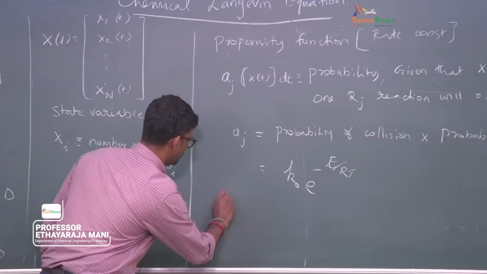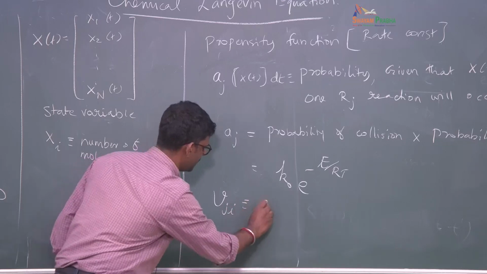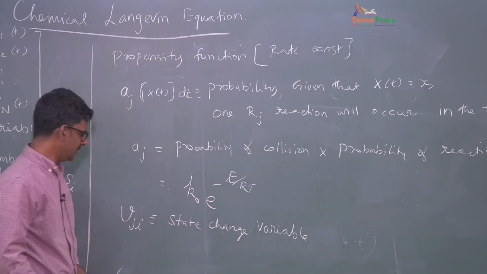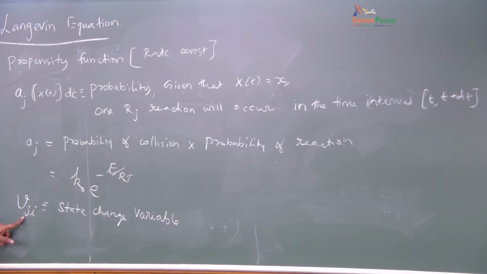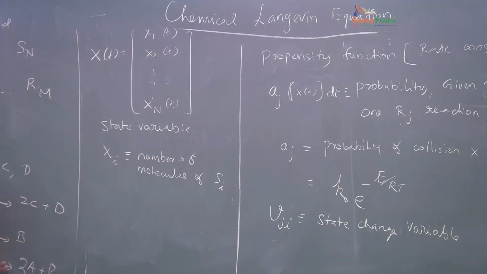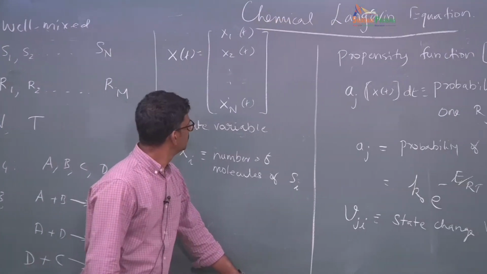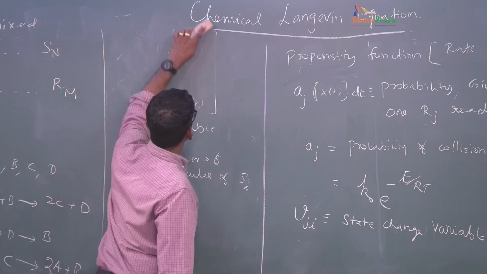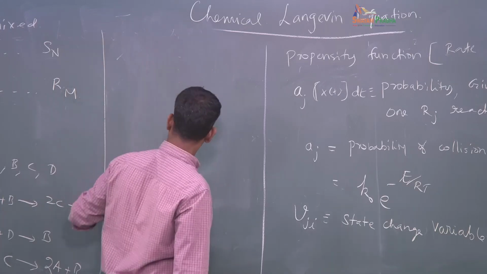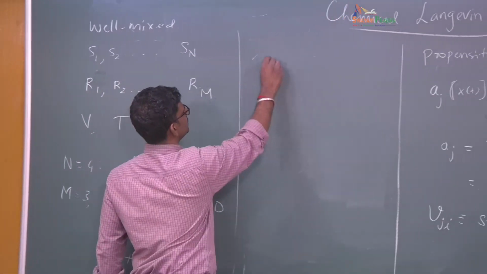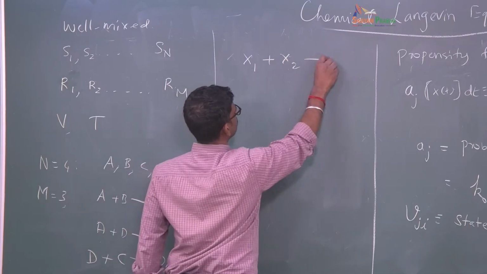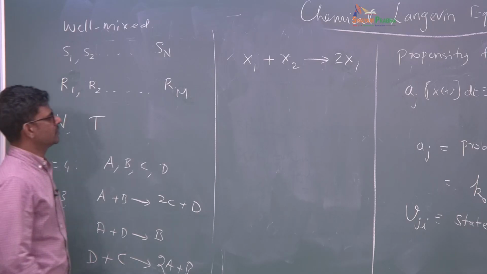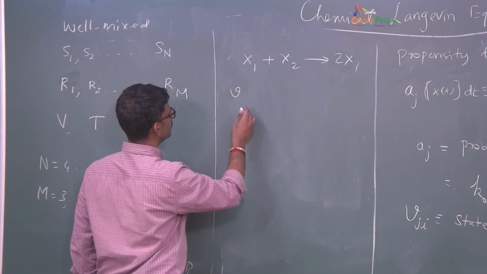Okay. So that brings us to, we are going to use this new Ji. This is the state change variable. What it says is what happens to the species J when a jth reaction happens. Okay. So if I take this example, or maybe I can take another, simpler example. Let's say you have x1 plus x2, something like this. Okay, just think about one example. So if I write this, we will call this R1.